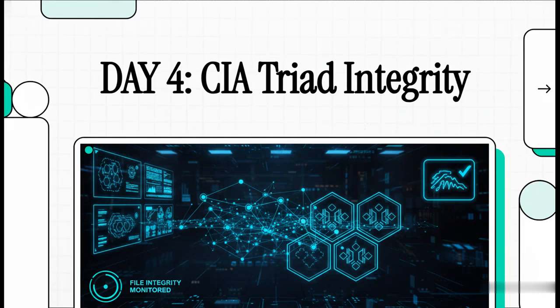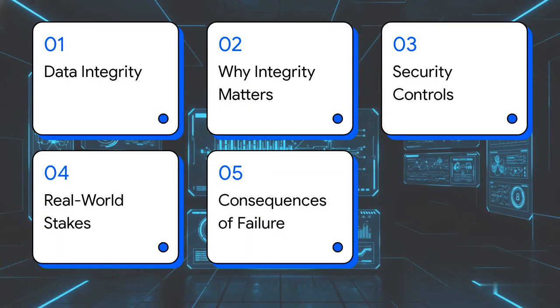We're officially on day 4 of our high-stakes CIA Triad briefing, and today we're zeroing in on the second crucial pillar, integrity. So if you're joining us from our Cybersecurity Command Center, get comfortable, because today is all about data accuracy and figuring out exactly how we protect our digital truth from the shadows. Looking at today's mission dashboard, we're going to keep it moving. We'll cover understanding data integrity, why it actually matters, the security controls we use to enforce it, the real-world stakes, and finally, the consequences when it all fails.